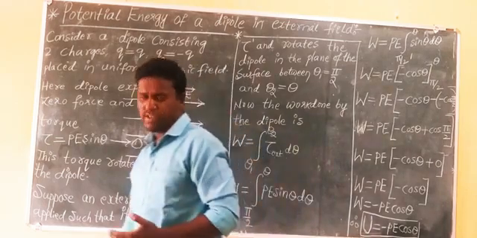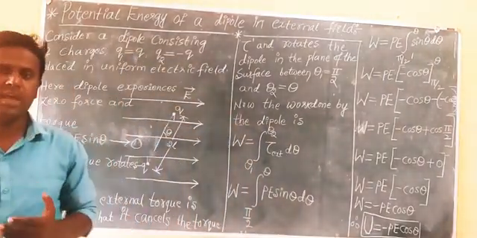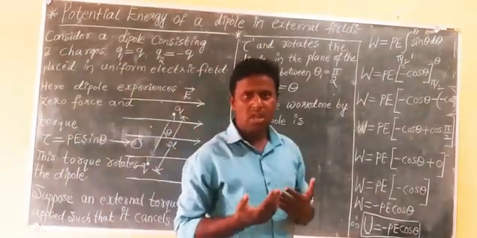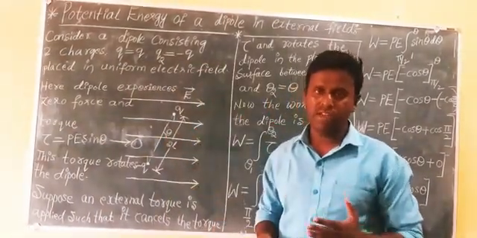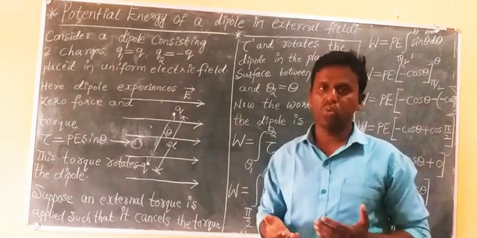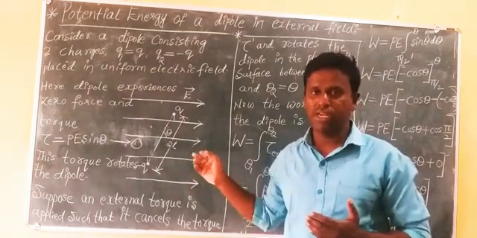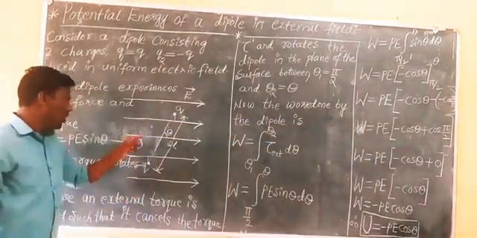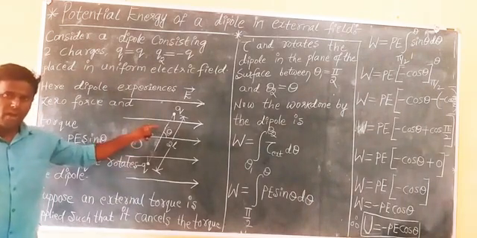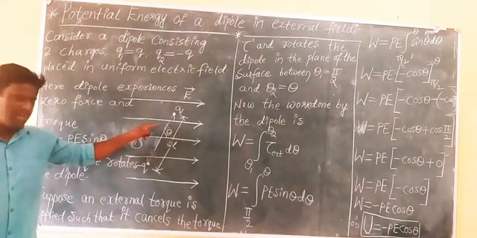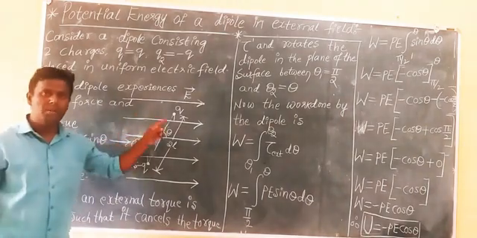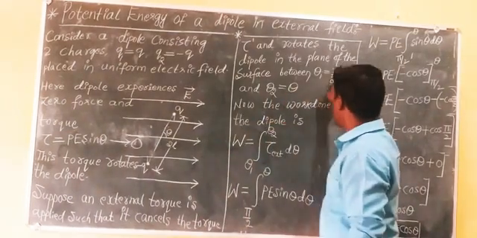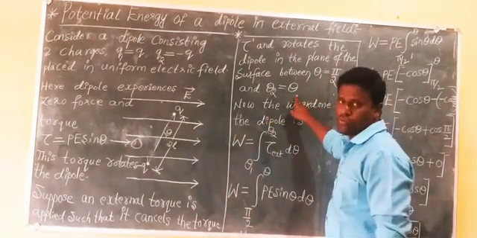Now imagine we are applying an external torque on this dipole such that it is able to neutralize the effect of the internal torque. That torque cancels the torque acting on the dipole, and also the applied torque is able to rotate the dipole between two angles: theta 1 equals pi by 2 and theta 2 equals theta.